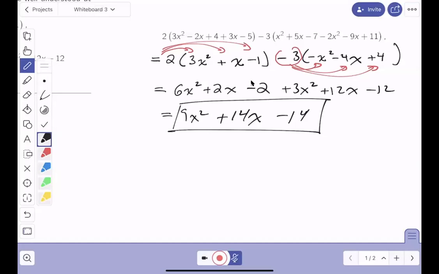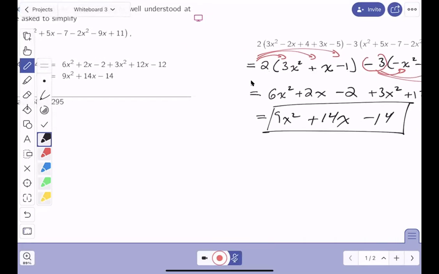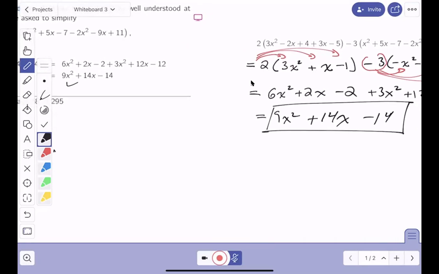Now, mistakes happen. What I want to encourage you to do is when mistakes happen, at least go back over and say, I wonder what went wrong. I would just do the problem over again. I wouldn't want to always say I made a mistake somewhere. Let's take a look at the key. And what do they tell me? Let me look at it. 9x squared plus 14x minus 14. Fairly simple, all right?